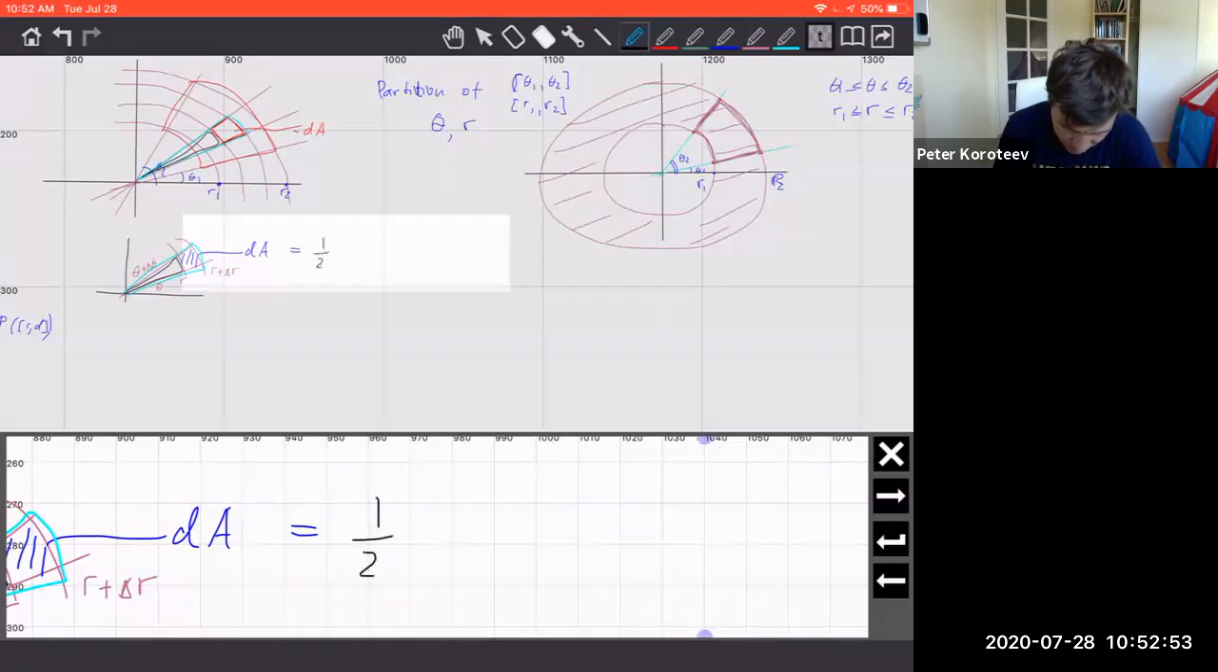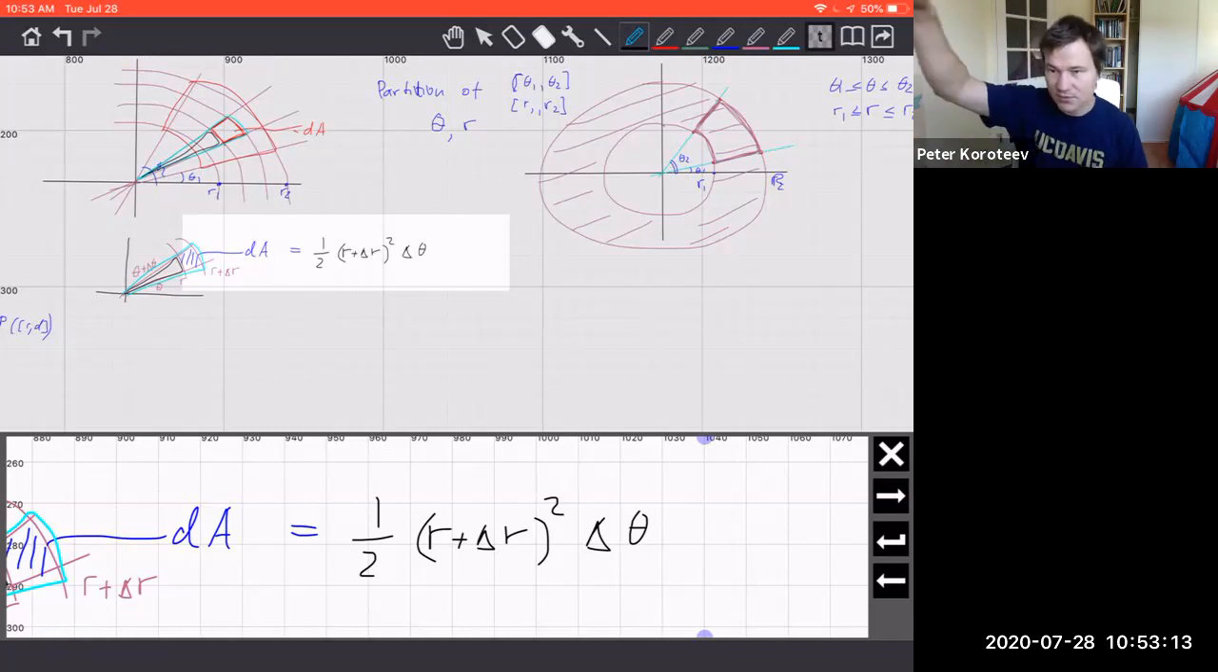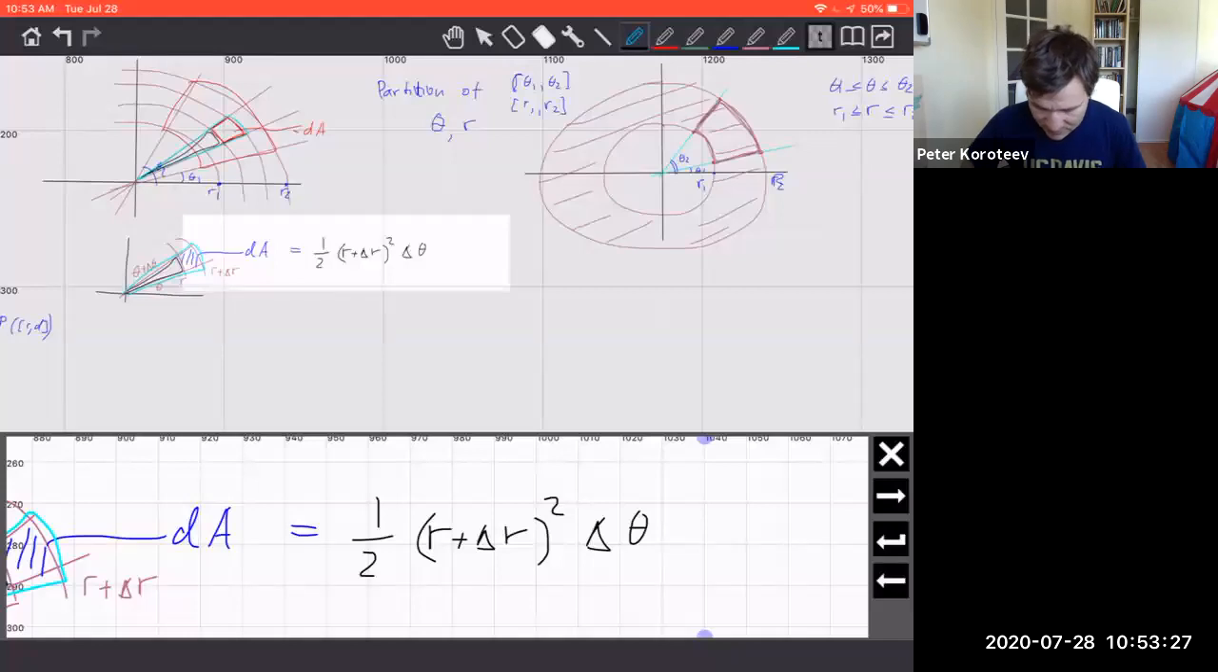So it's 1/2 (r plus delta r) squared delta theta. You can check this formula: if you have the whole circle, then delta theta will be equal to 2 pi, and the area should be equal to radius squared times pi. Okay. So here the angle is measured in radians, right? So it varies between 0 and 2 pi maximally, but so that's the area.